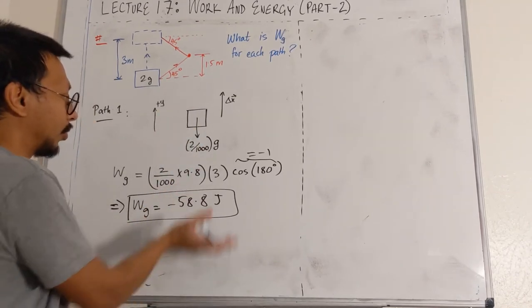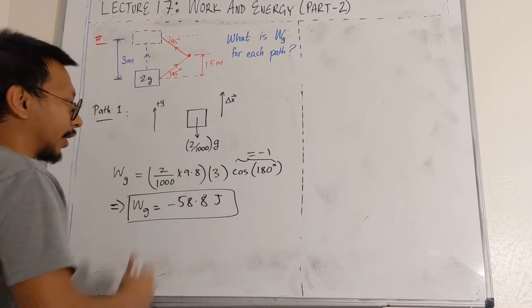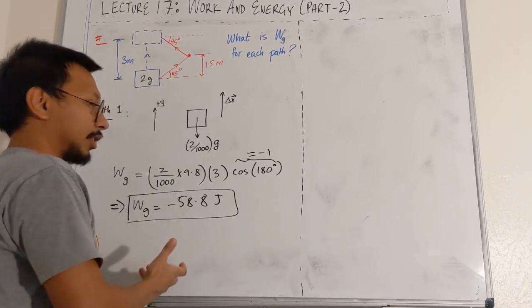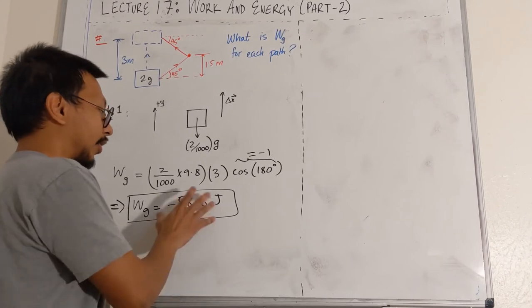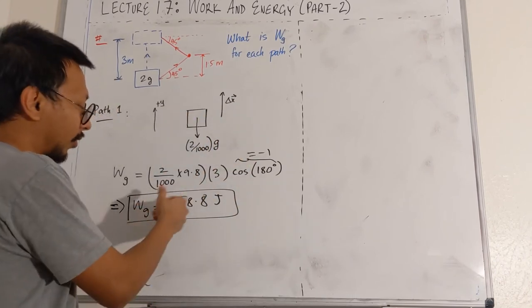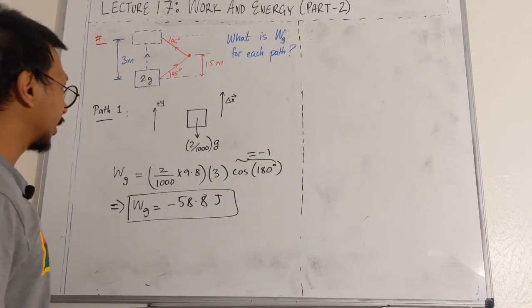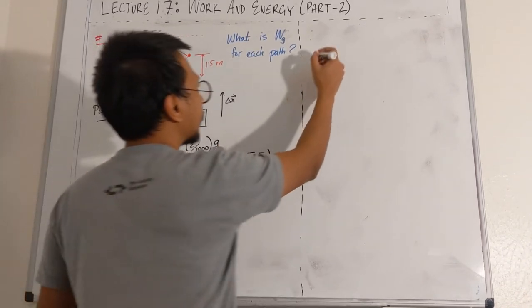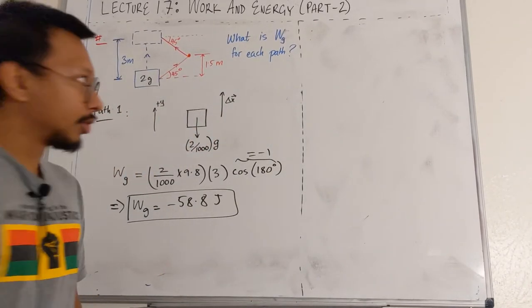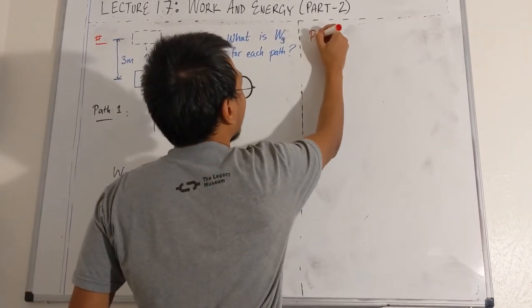So the work you do is positive, the work gravity does is negative. All right, this doesn't mean that work is a vector, it just means that gravity is taking away energy as you move it up. So this is why this work is negative. Let's now think about path 2. Let's use the red pen here.